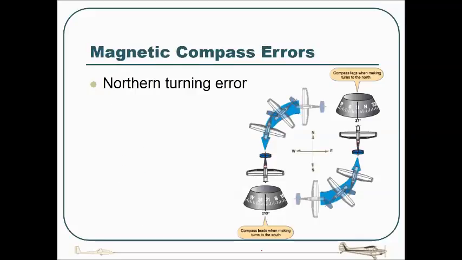Okay. Now, some of the errors that we see. The first one is northern turning error. And there's a quick and easy way to remember this. When you turn north, the compass lags. When you turn south, the compass leads.